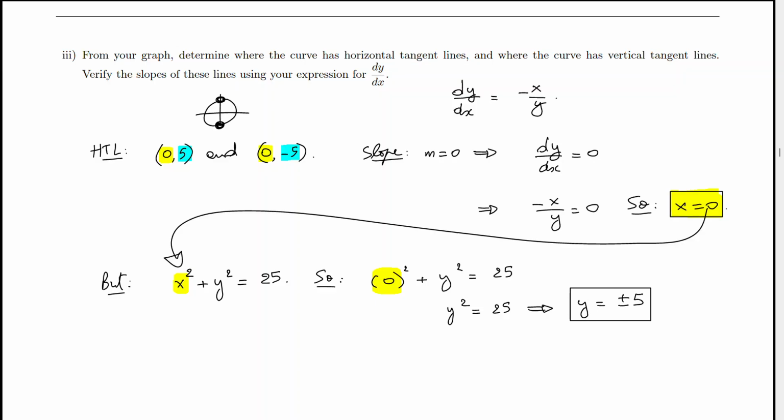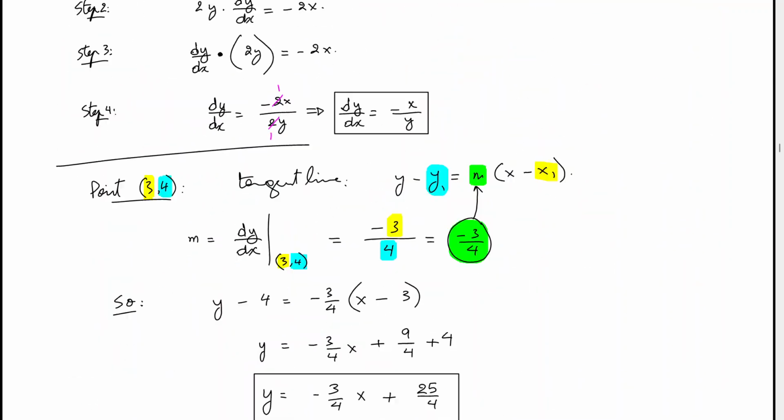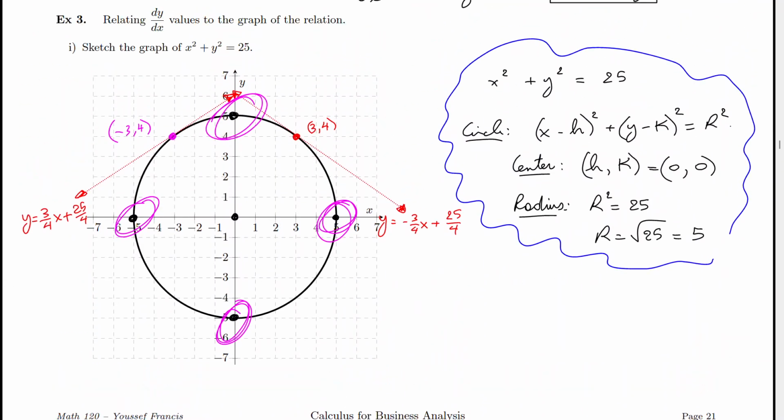And this result confirms our intuition and what we saw on the graph earlier. We thought that the place where the curve will have a horizontal tangent line would be at the top of the circle and at the bottom of the circle. And we are saying now that yes, this is true, and that this point here is called (0, 5), and that this point down here is called (0, negative 5). So that's half the problem.